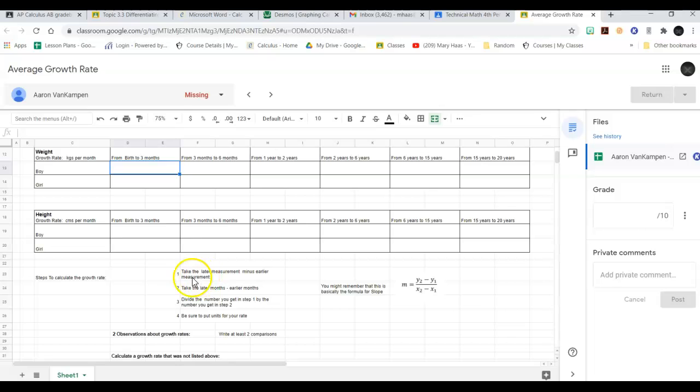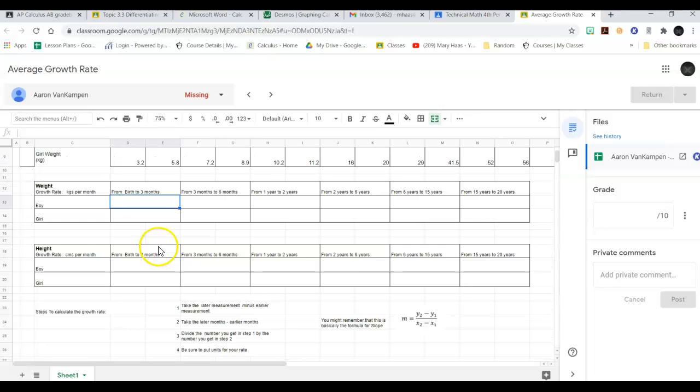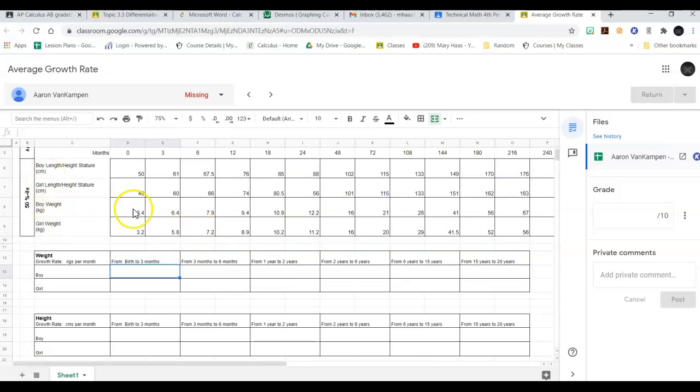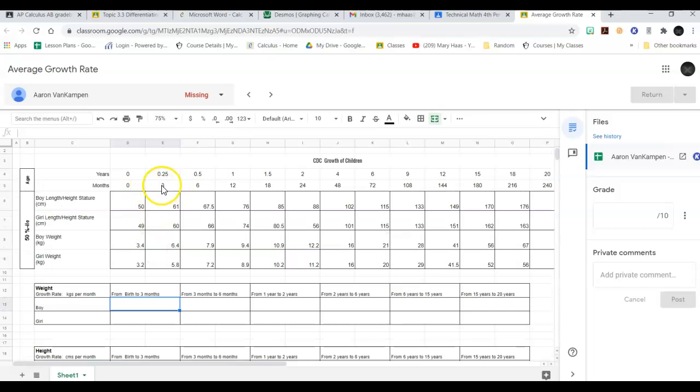It says for number 1, take the later measurement minus the early measurement. All right, so this is boy weight. So I'll go up here to where it says boy weight, and I'll look at the time. So this is 3 months, this is 0 months. So I'm going to take the boy weight at the later time, 6.4, and I'm going to subtract 3.4. So right here in this cell, if you want to do it on the cell or if you want to do it on a calculator first, that's fine too.